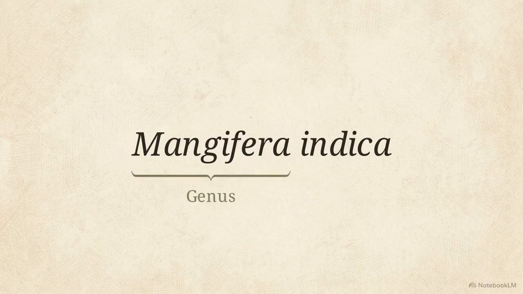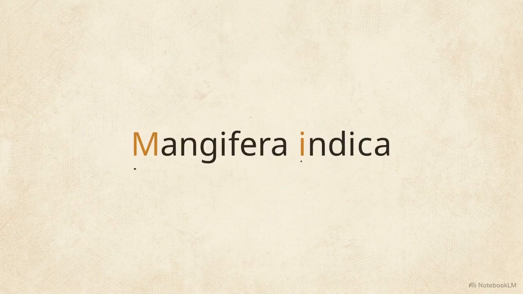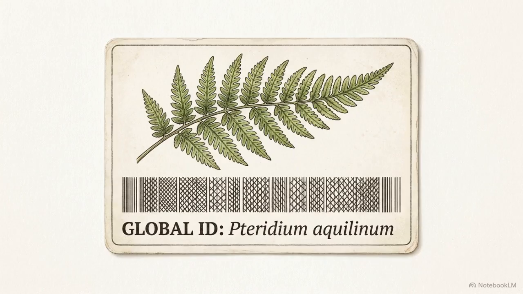The scientific name for mango is Mangifera indica. It's italicized for its Latin origin. Mangifera is the genus, and indica is the specific epithet. The genus starts with a capital letter, the specific epithet with a lowercase. When handwritten, underline both words separately. This two-word format creates a unique global ID for every organism, replacing millions of confusing local names.